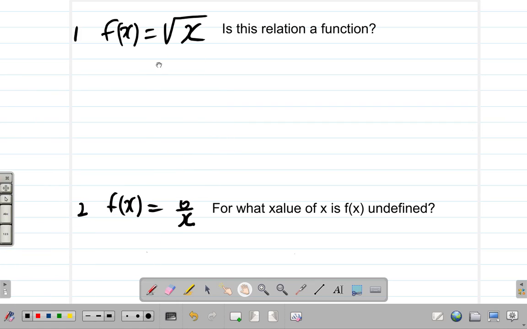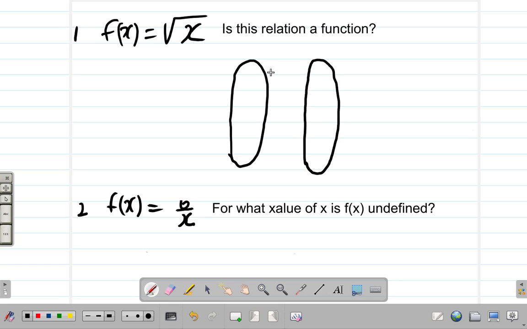We have this function f of x is equal to the square root of x. Is this a relation? Is this relation a function? What we can do is use a mapping. These values are the input, which are x, the domain, and these over here are f of x, which are the range.